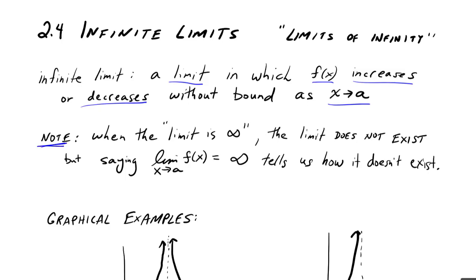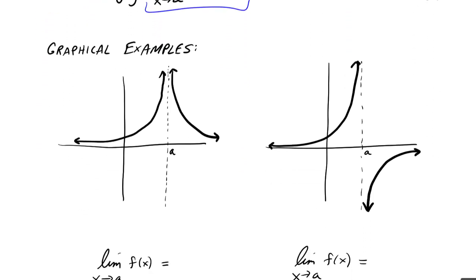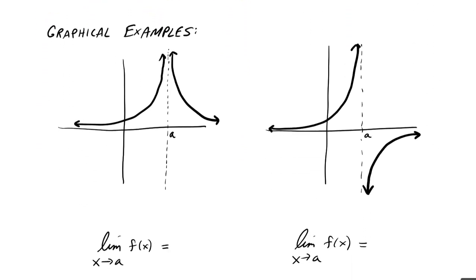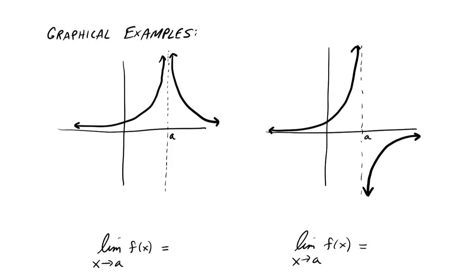And again, big note, when the limit is infinity, and that's why I have that in quotes, because it's not an actual limit. A limit has to be a number, a value. The limit does not exist. But by making this statement that limit as x approaches a of f of x equals infinity, that gives us information about how it doesn't exist. It tells us what the function is doing there. So even though we understand that the limit doesn't exist, we write infinity or negative infinity to describe it. All right, so let's look at some graphical examples here and see what we can make out of this.